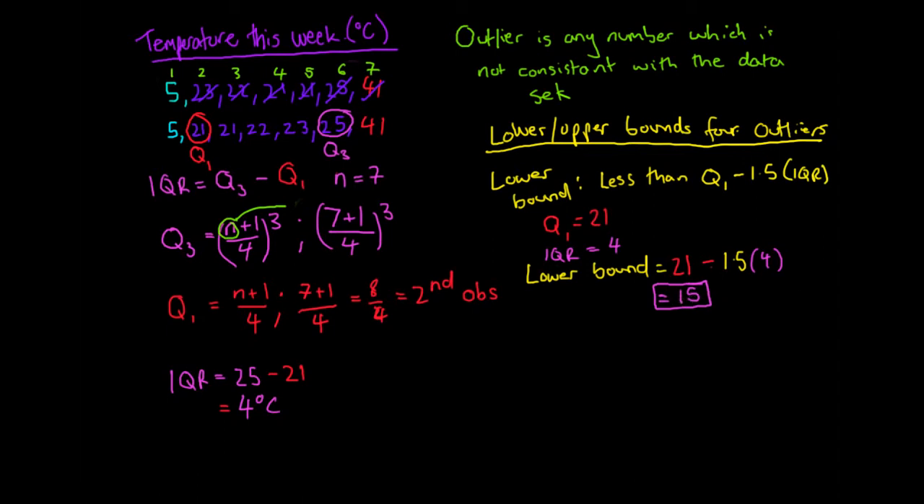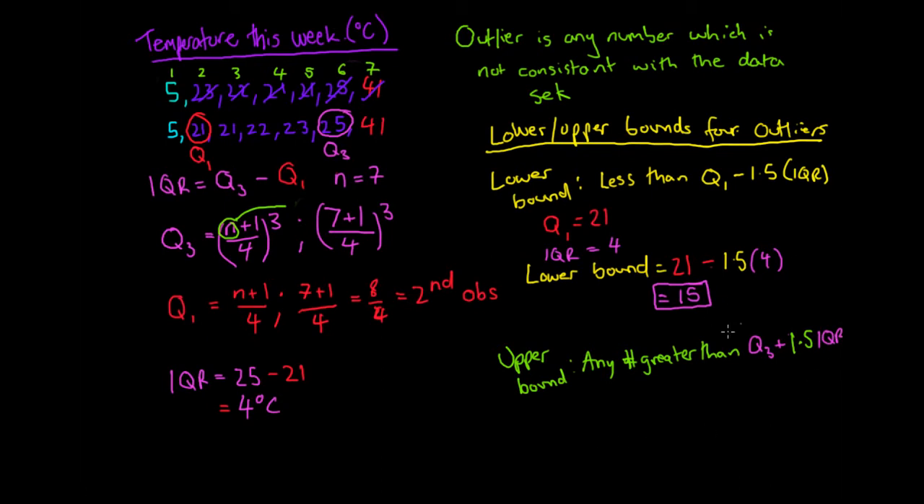So we then have our upper bound. So we've then got this upper bound. And this says that any number greater than our third quartile plus 1.5 times the IQR is going to be an outlier.